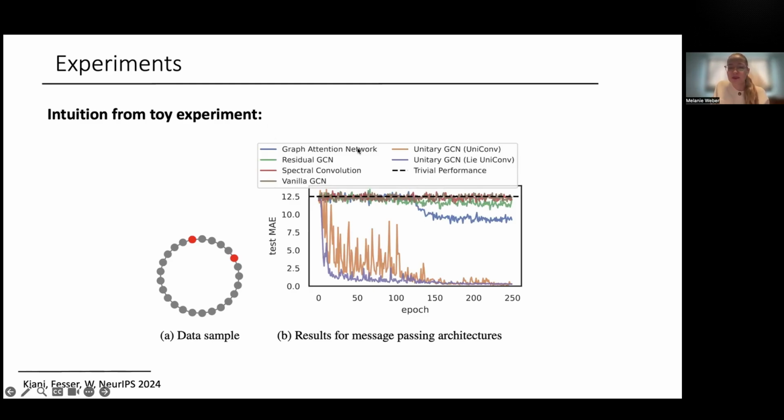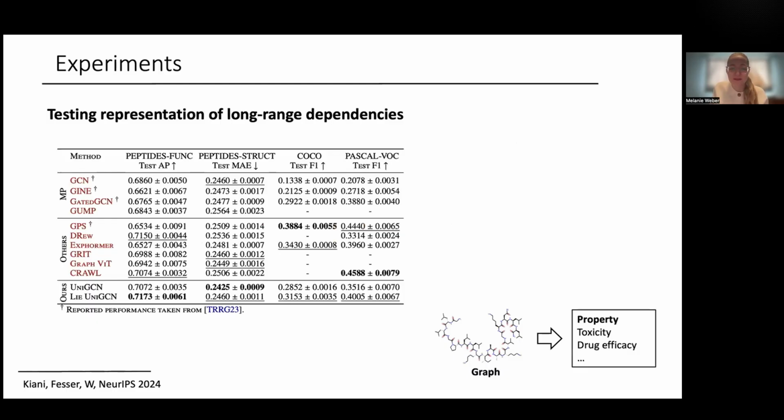There's one network here, the graph attention network, which implements an attention mechanism for graph neural networks, that gets a little bit better than trivial performance, but still performs very poorly. The only two architectures that can really learn this task and achieve perfect accuracy are the two variants of the unitary graph convolutions. So this is one parameterization with complex values and one with real values, as I mentioned earlier. So at least on the toy task, this looks quite promising.